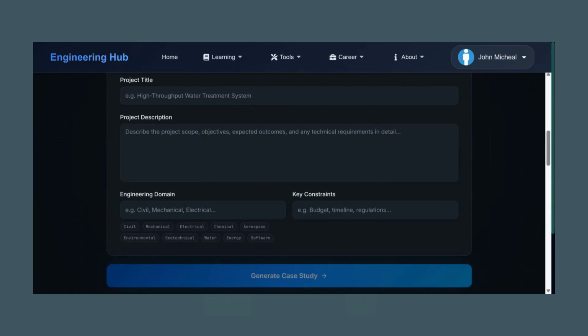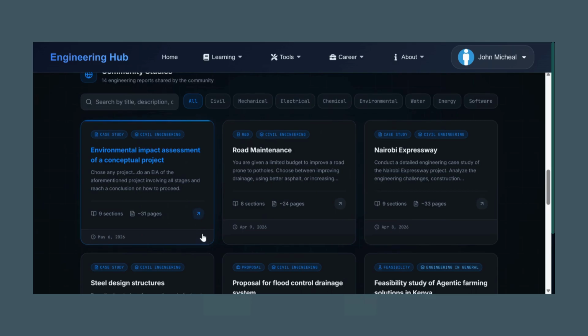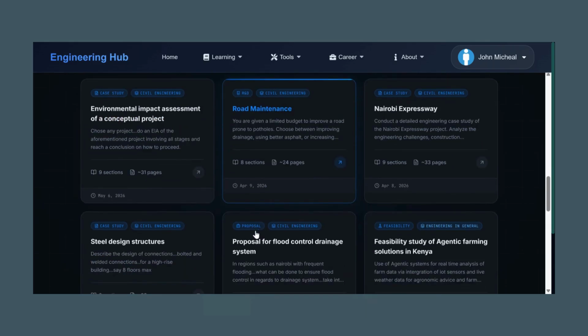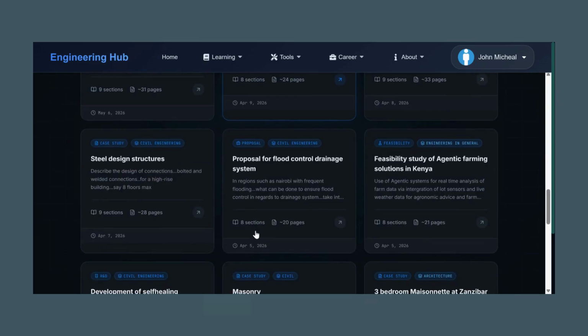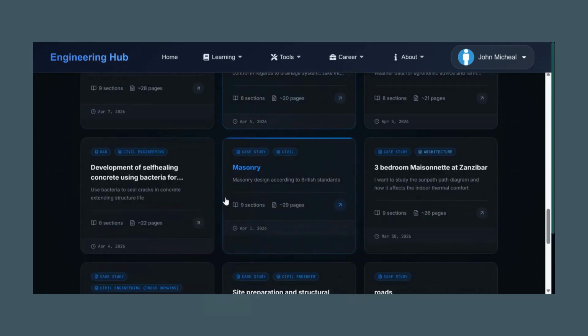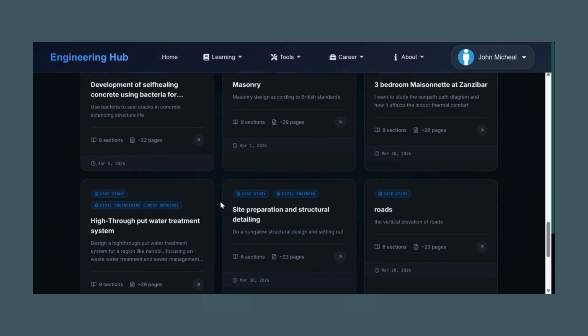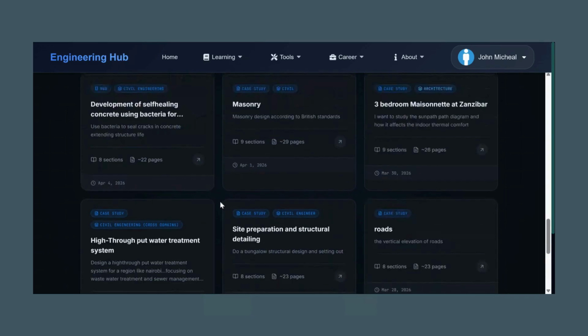Basically, currently we have community studies. If somebody generates a case study from the other side, it was implemented around in April, I think, you can get it there, so you can just come here, open up a project, and then you'll be able just to see it and interact with it.